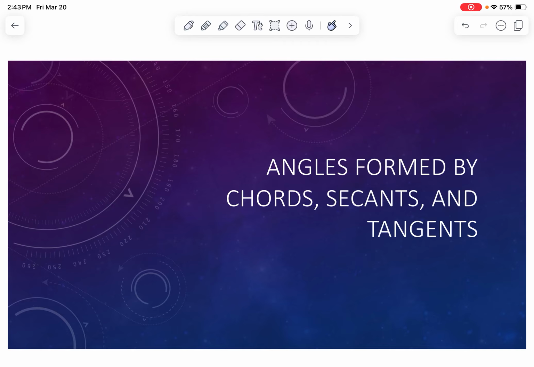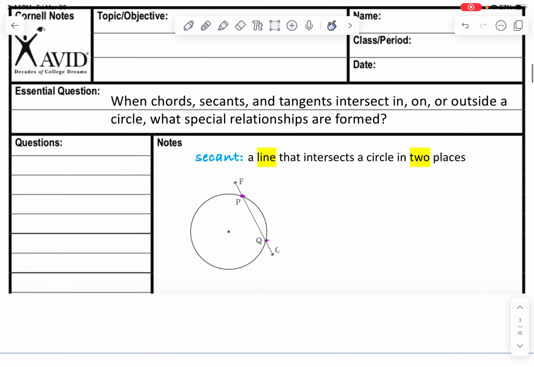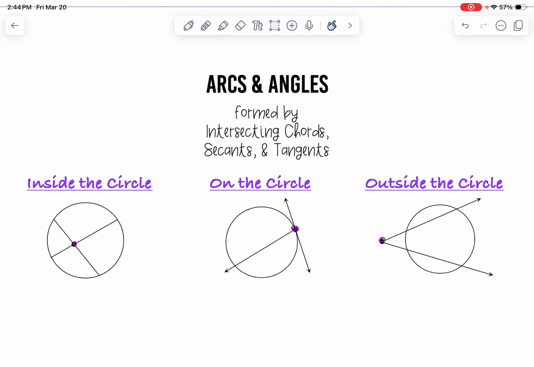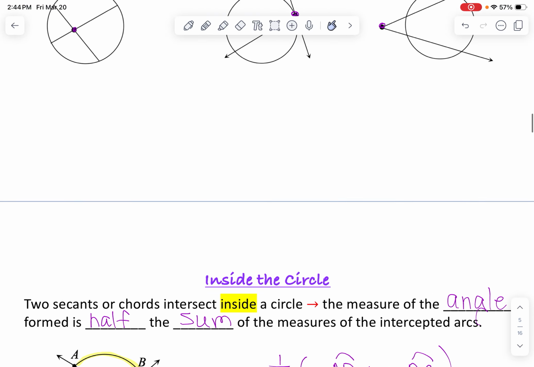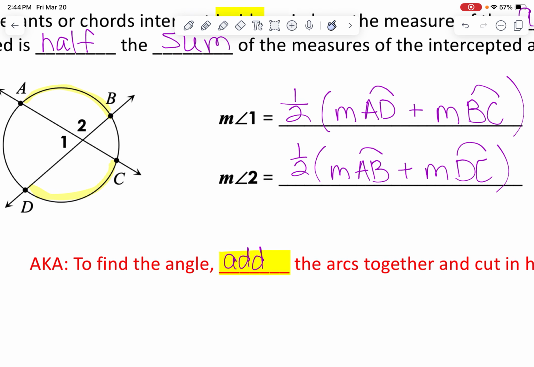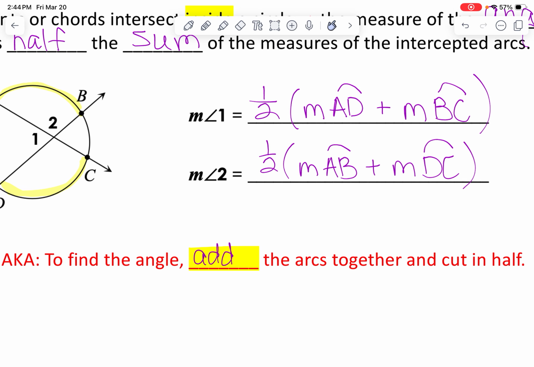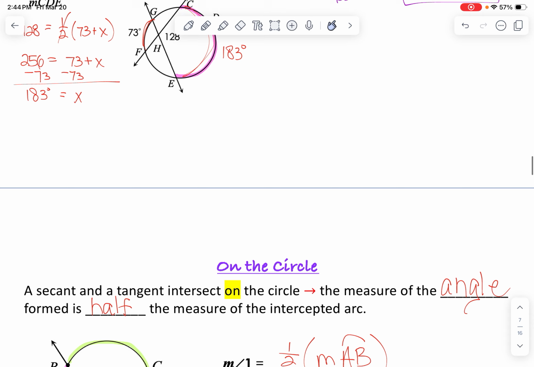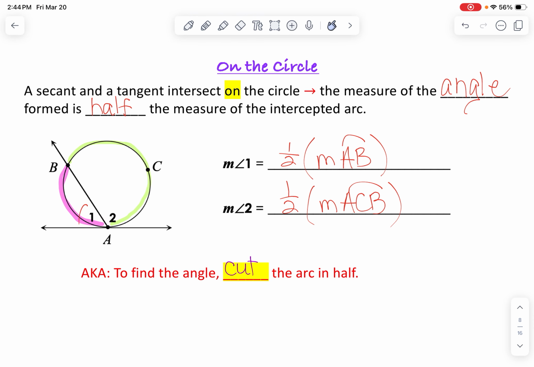Okay, so this is part 2 of angles formed by chords, secants, and tangents. In part 1, we learned a little bit about a secant, and then we talked about how we find angles when two lines intersect inside a circle, on the circle, or outside of the circle. If they intersect inside the circle, then to find the angle, you add the intersecting arcs together and cut it in half. If it's on the circle, you just find the intercepted arc and you cut it in half.